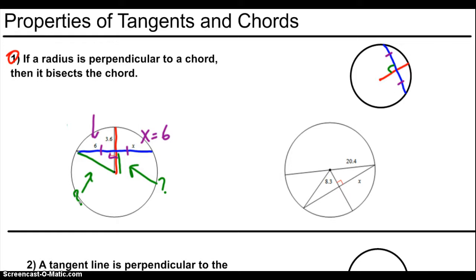Let's look at the next problem. Here they want to find out what x is. So here's my chord again. And unfortunately, I don't know what this is over here. I don't know what any part of the chord is, so I can't actually use this property to find x.